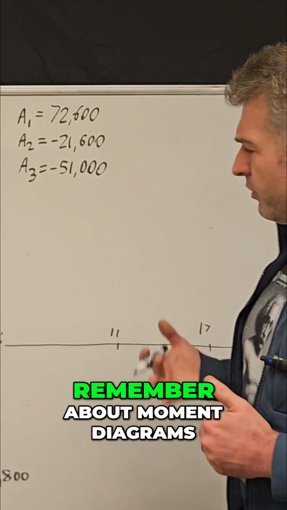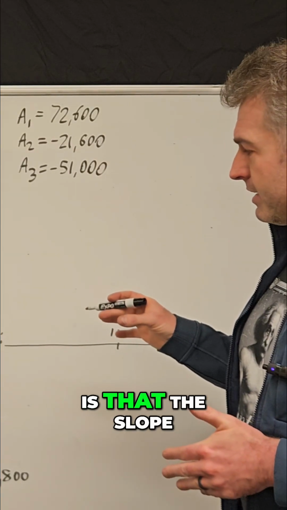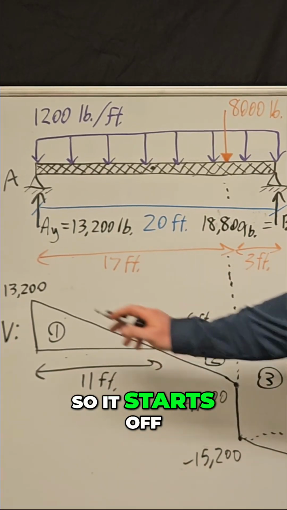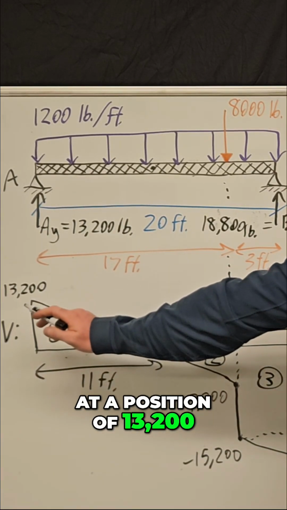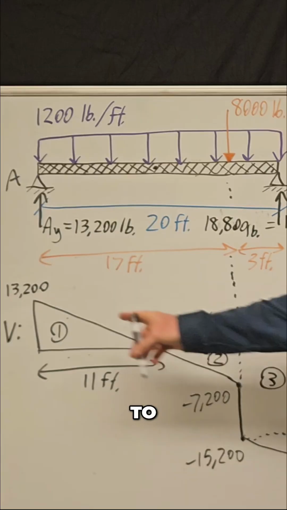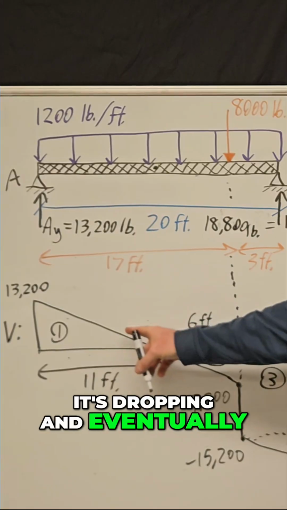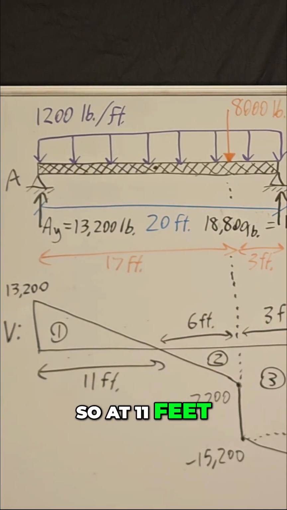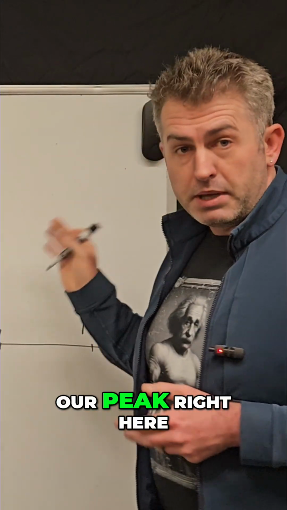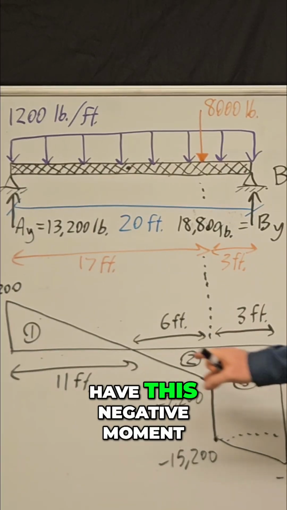And the thing to remember about moment diagrams is that the slope represents the position on the shear diagram. So it starts off at a position of 13,200. That's the slope here, so it's very steep. But what's happening to that position? It's dropping and eventually it reaches 0. So at 11 feet, our slope keeps dropping until we have a slope of 0. That's kind of our peak right here. And then we have this negative moment.